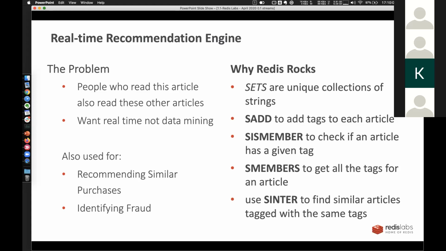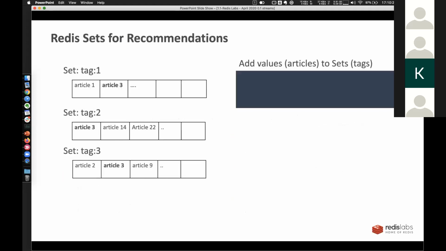So sets are a collection of unique values. You can use the sadd command to add the values. You can check whether a member exists in a set, you can get all the members of that set, and then you can do differences, unions, and intersections among different sets. Okay, and that's what we'll be using to model this problem.